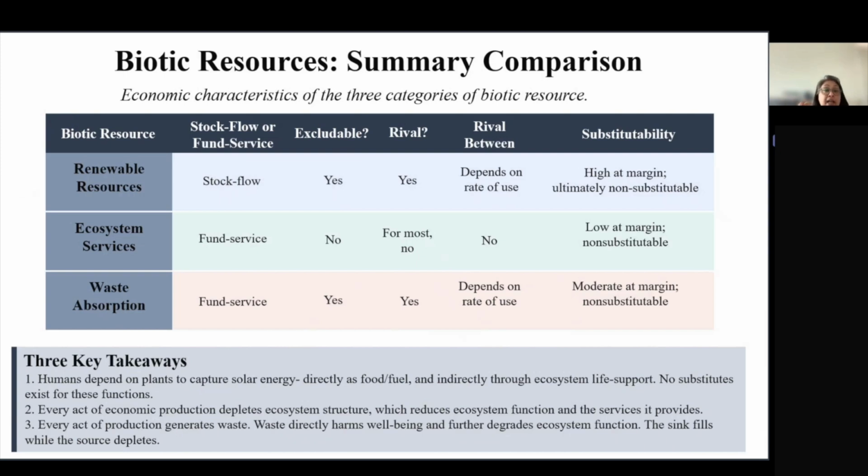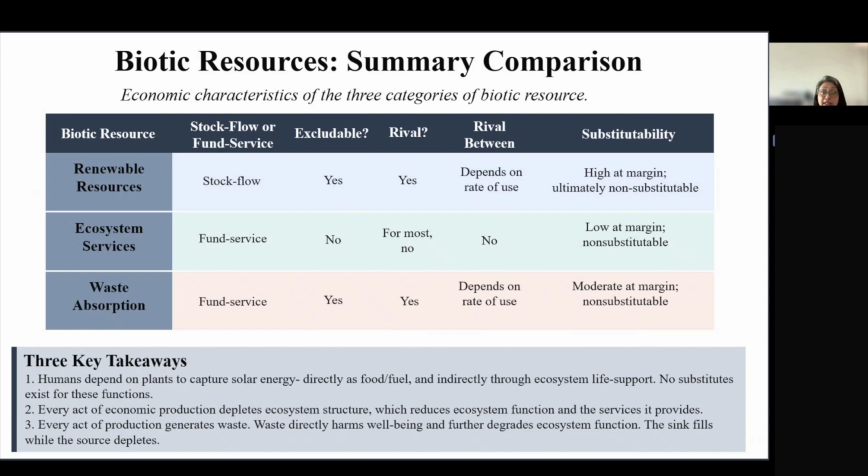Now, the last one, which is waste absorption capacity, is also a fund service, but unlike other ecosystem services, it is rival. And if one is polluting, whether it is rival between generations, of course, depends again on the rate of waste inputs within the absorption capacity. But ultimately, do remember that the absorptive capacity of the biosphere is non-substitutable, and I have given you the example of the Ganges as well.